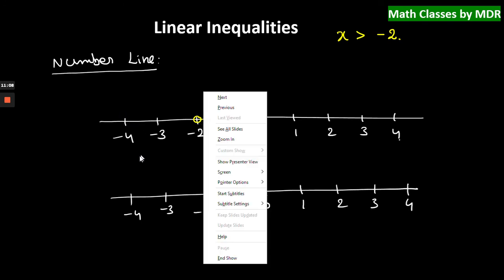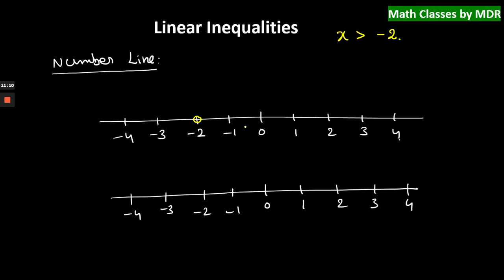Greater than minus 2 means all the values greater than minus 2. Which values are greater than minus 2 here? Minus 1, 0, 1, 2, 3, 4. All these values are greater than minus 2. And what about minus 3, minus 4, minus 5? They are less than minus 2. That means when you start from a number, rightward numbers are greater than the given number and leftward numbers are less than the given number. So we have to go in this direction. This is the representation of x greater than minus 2.